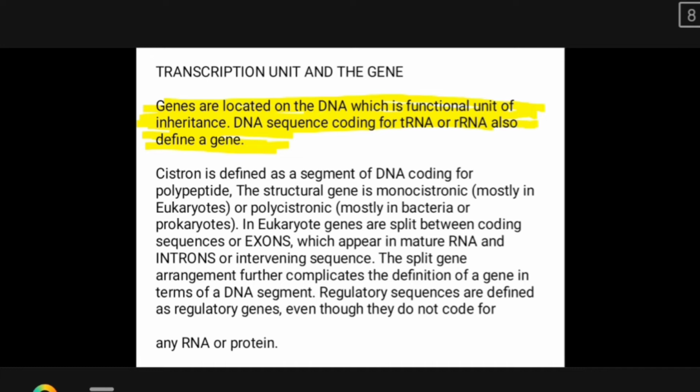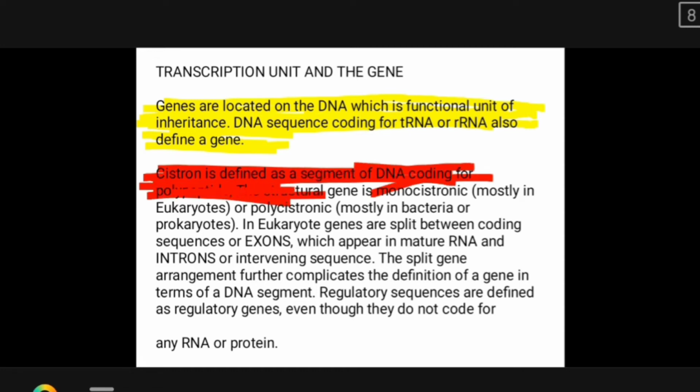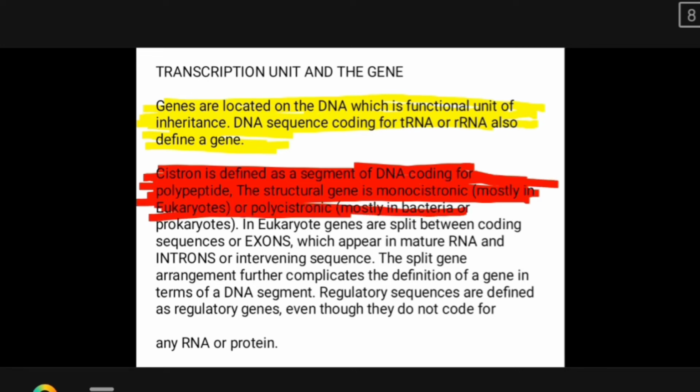Cistron is defined as a segment of DNA coding for a polypeptide. The structural gene is monocistronic, mostly in eukaryotes, or polycistronic, mostly in bacteria or prokaryotes. So the cistron is the segment of DNA coding for a protein or polypeptide. The structural gene is called monocistronic if it has only one cistron, and that is found in eukaryotes. And the structural gene is called polycistronic if it has more than one cistron. It is found in prokaryotes or the bacteria.